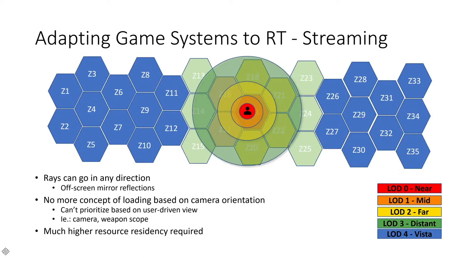Streaming is another case that comes to mind that needs to be adjusted for ray tracing. Again, rays can go in any direction, and this well-used concept of positional loading prioritized by camera orientation kind of goes out the window. But ultimately, this means that more resources need to stay resident at high resolution so that visuals and the transitions between the zones are coherent.